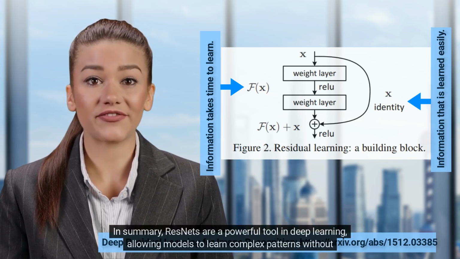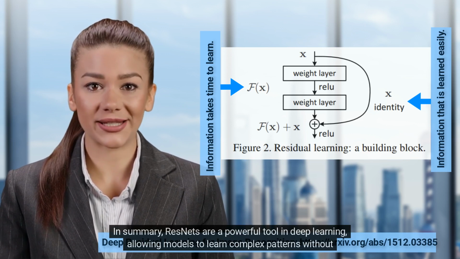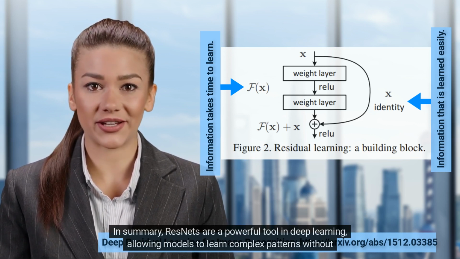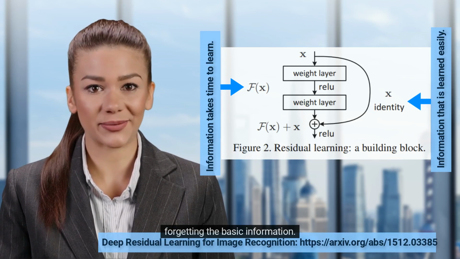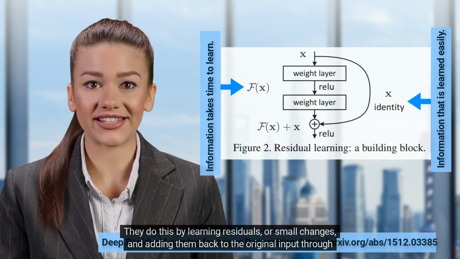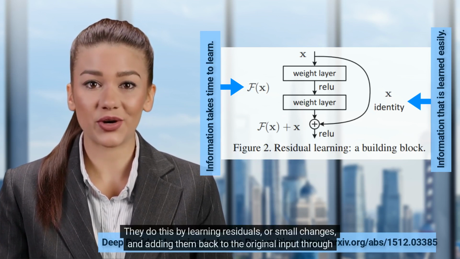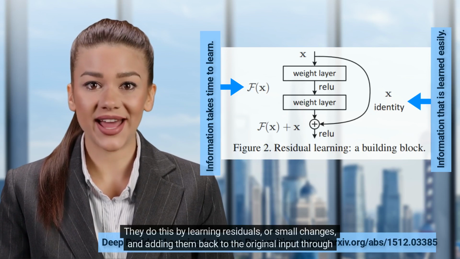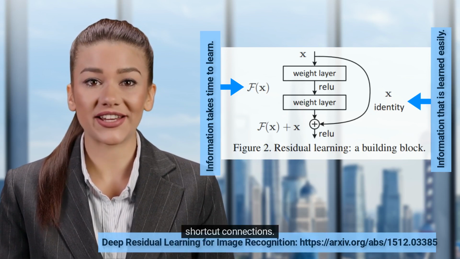In summary, ResNets are a powerful tool in deep learning, allowing models to learn complex patterns without forgetting the basic information. They do this by learning residuals, or small changes, and adding them back to the original input through shortcut connections.